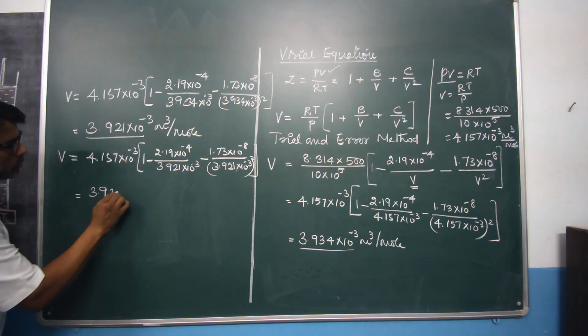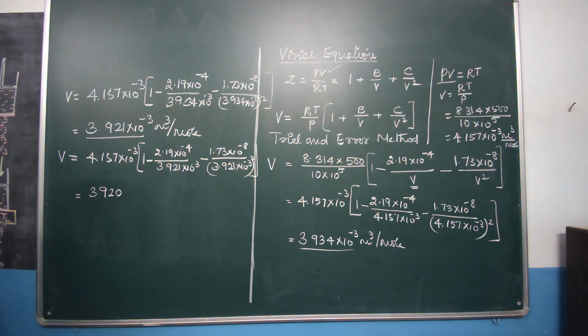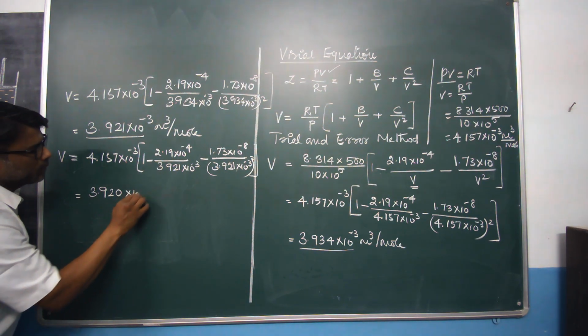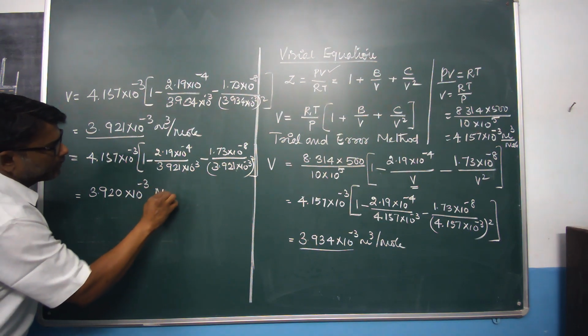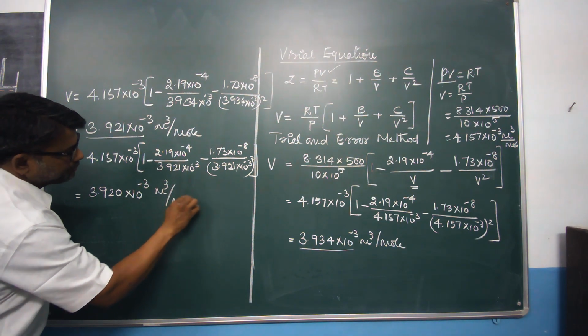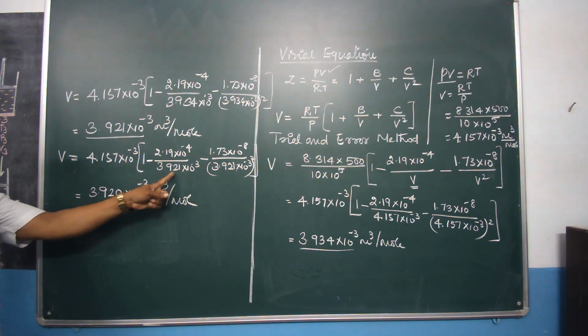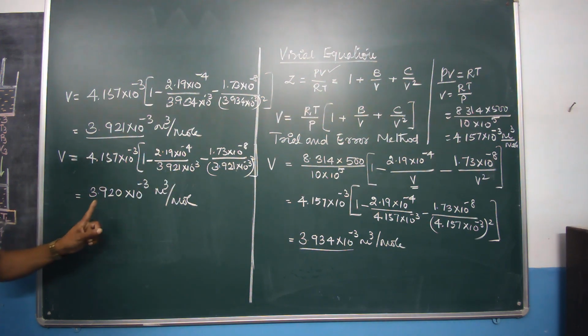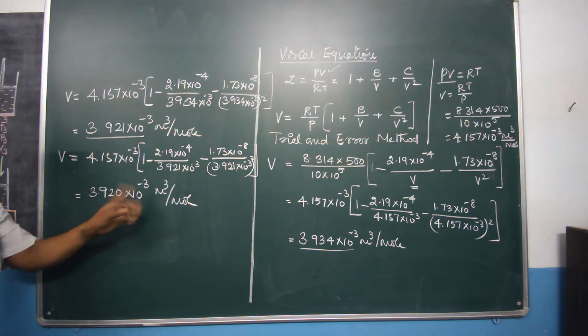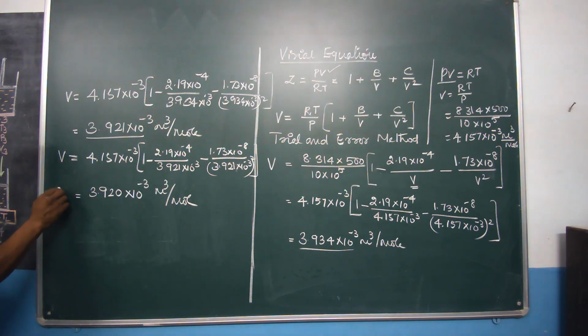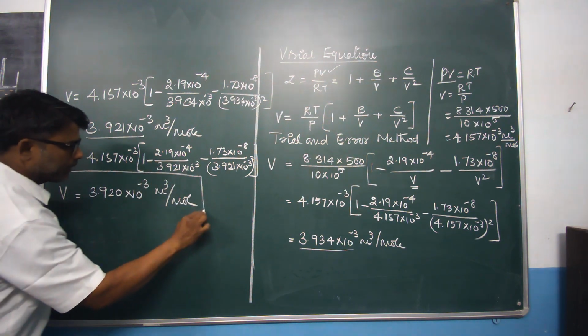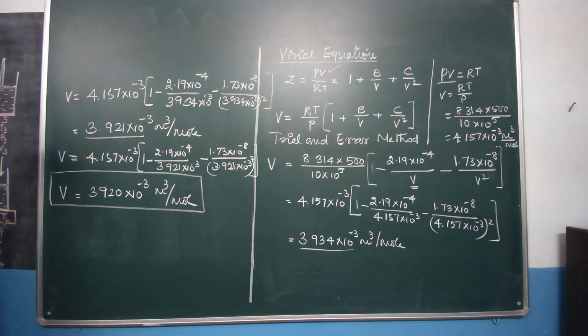3.920 into 10 to the power of minus 3 meter cube per mole. Almost the same. Your assumed value is 3.921 and your predicted value is 3.920 into 10 to the power of minus 3. This is the correct value: the molar volume of methanol vapor.